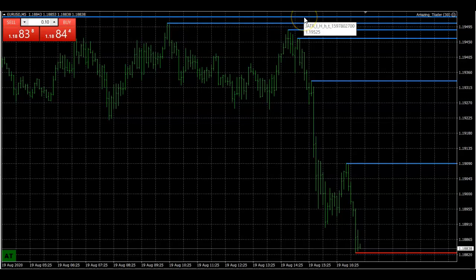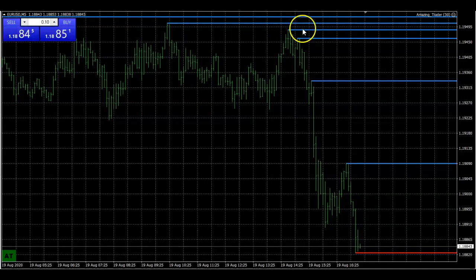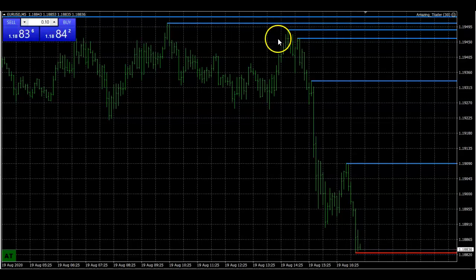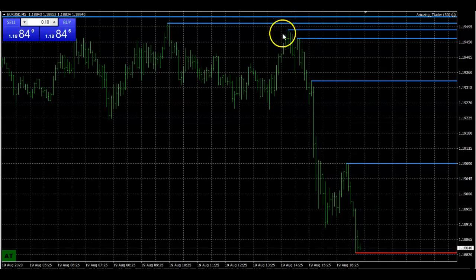This was the high for the day at 119.53. This is around 119.50. We couldn't get there, so we couldn't run stops. Once we see this directional indicator, it gives us a sign of a potential top. We look to go short.